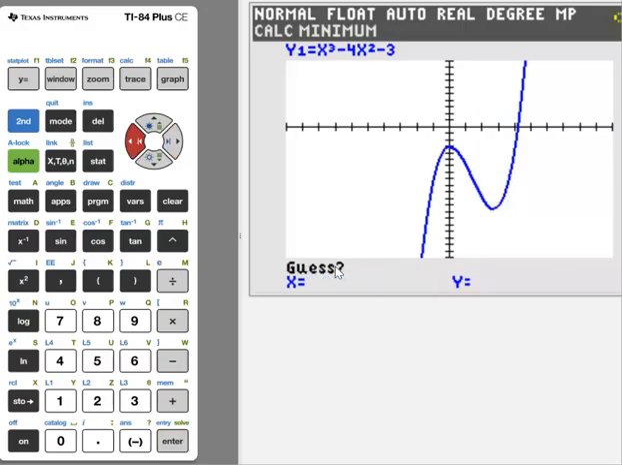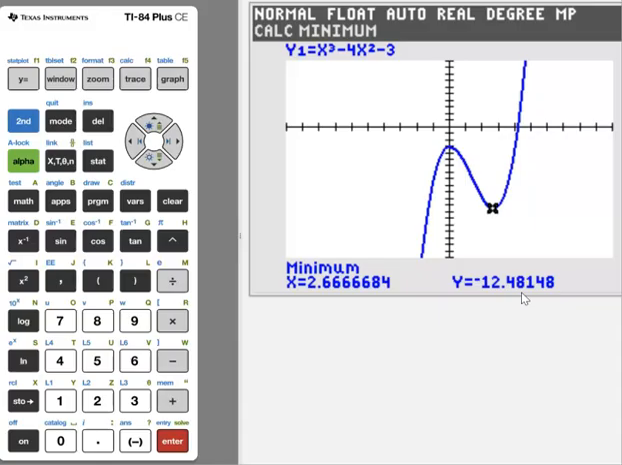And then I'm going to go back and guess, and it will tell me the exact value of my minimum, and it said to round it to 2 decimal places. So that would be 2.67 and -12.48.